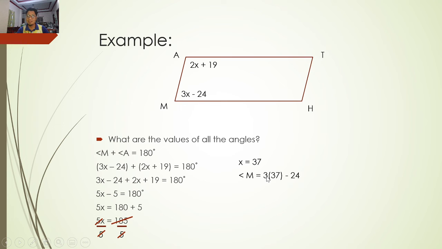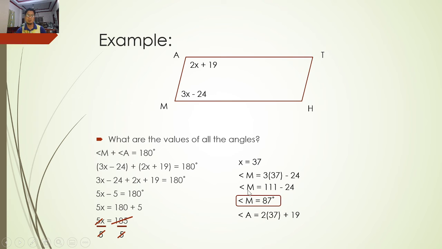So angle M is equal to 3 times 37 minus 24. Ayun. Pinalitan lang natin yung x ng 37. This will give us angle M is equal to 111 minus 24. And by combining this, we can get the value of angle M, which stands at 87 degrees. Pagdating sa angle A, still we can substitute yung value. And this is the safest way.